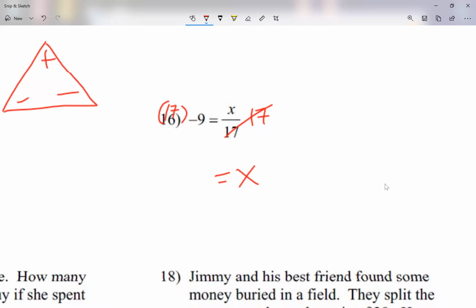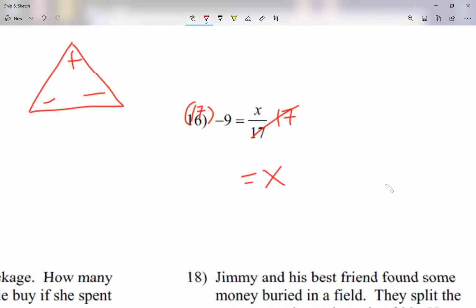Now, on the left side, 17 times -9. Let me worry about the sign first. Positive times a negative, right? Remember the triangle, the one that you see here on the left: cover a positive, cover a negative, and you're going to find out that our result is negative. Now, 17 times 9 is 153. So negative 153.